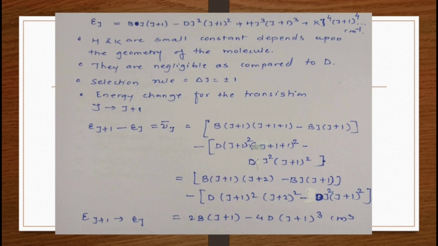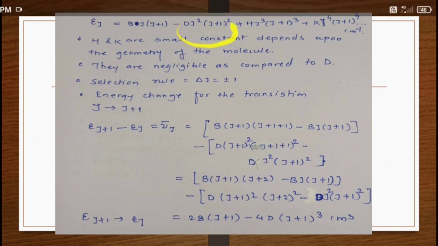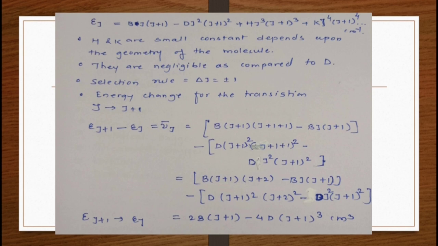So this is the energy of the higher state minus the energy of the ground state for the first term. In the same way we write the second term: D(J+1) squared (J+1+1) squared minus DJ squared (J+1) squared. This is the equation, and we have to simplify it. After simplifying, we finally get 2B(J+1) minus 4D(J+1) cubed. This is the change in energy in per centimeter.